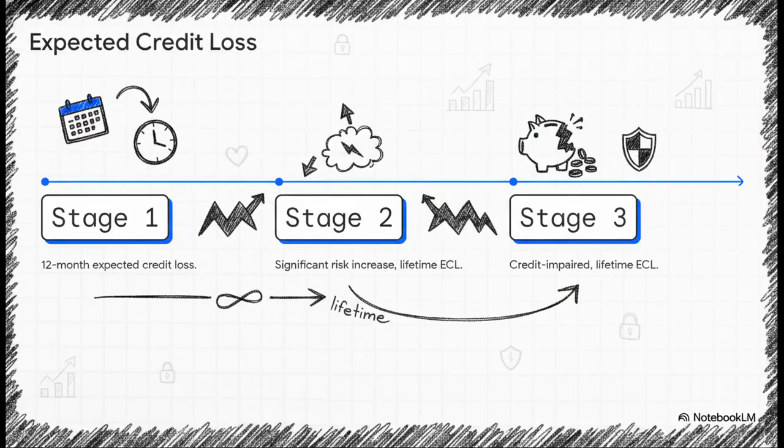Now we get to the truly revolutionary part of IFRS 9. It completely threw out the old, delayed, incurred loss model and replaced it with a predictive timeline, the expected credit loss, or ECL model. We don't wait for a default to happen anymore. Nope, on day one in stage 1, we immediately record a 12-month expected credit loss. The very second that credit risk significantly increases, it shifts into stage 2, and we suddenly have to recognize the expected losses over the entire lifetime of the asset.